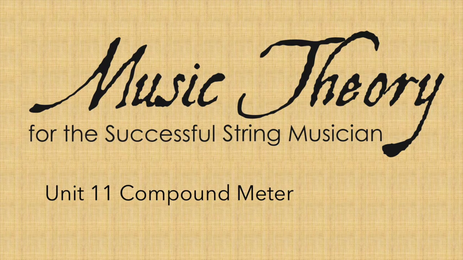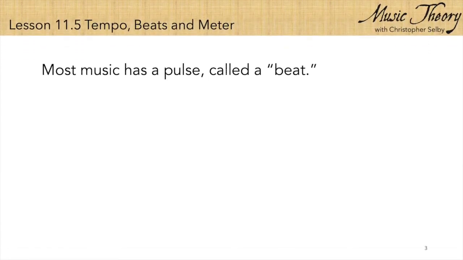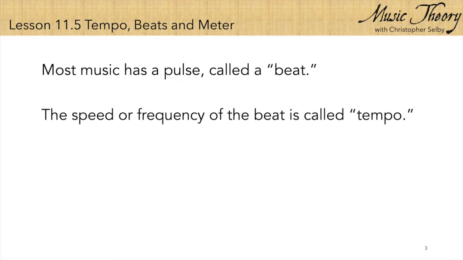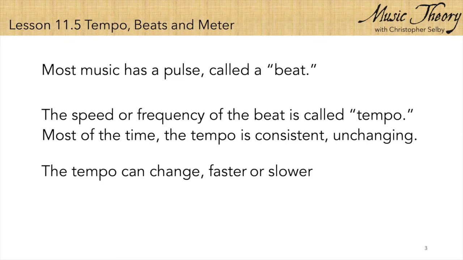Hi everyone! In this final rhythm lesson for Book 1, we'll be looking at how tempo affects the number of beats in the music and the meter. As you recall, most music has a pulse called a beat, and the speed or frequency of this beat is called tempo. Most of the time, tempo is consistent and unchanging. However, sometimes the tempo can change. It can go faster or slower.